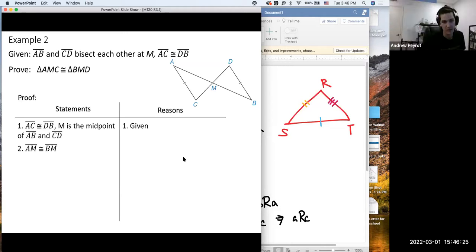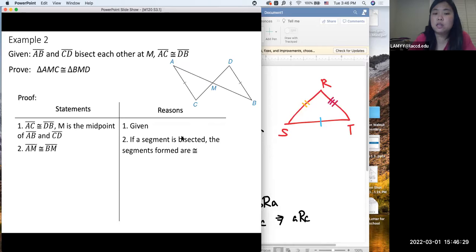A bisected line segment is split into two equal parts. Good, really good. If a segment is bisected, I know M is the bisector for segment AB, so the segments form a congruence. So you know AM is congruent to MB. After I put on this one, I put this notation on the picture. So I already know these two sides are congruent.